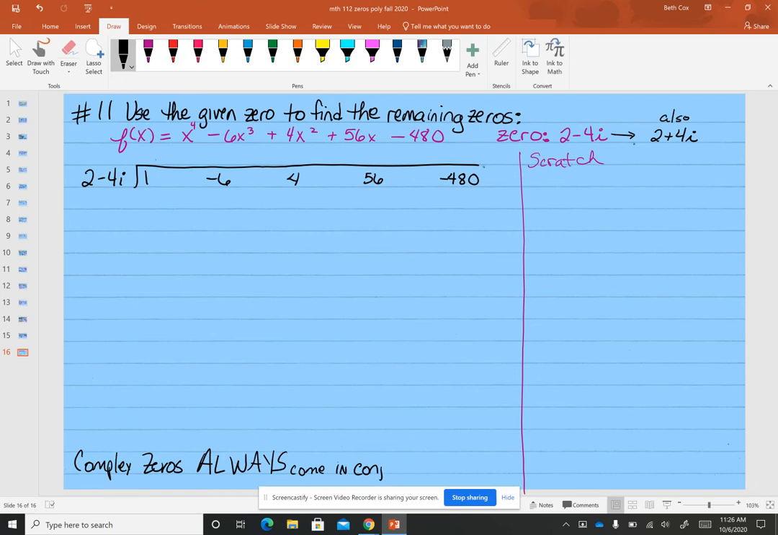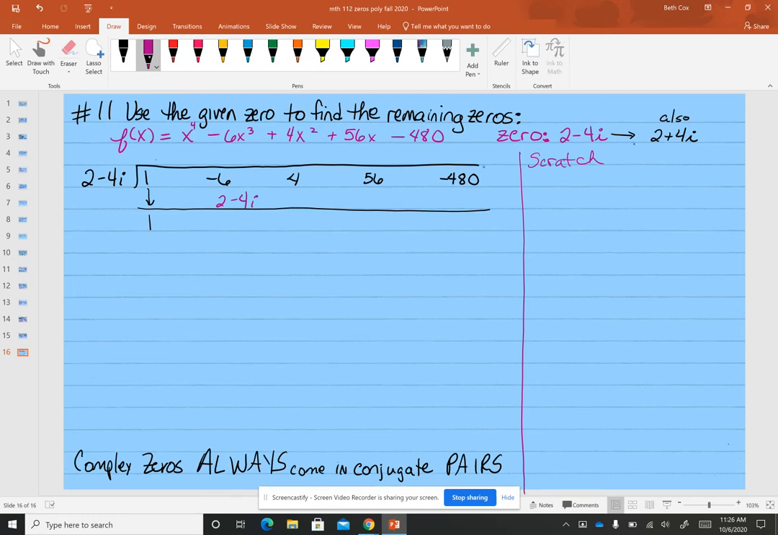So if you know one imaginary number that's a 0, then you automatically know the other one. Okay, so I know 2 minus 4i, and so also 2 plus 4i. So here we go. And again, give yourself some extra space when you're doing complex numbers. Okay, so I'm going to multiply 2 minus 4i times 1, and that's going to give me 2 minus 4i.